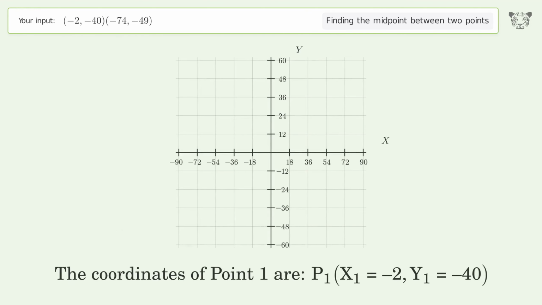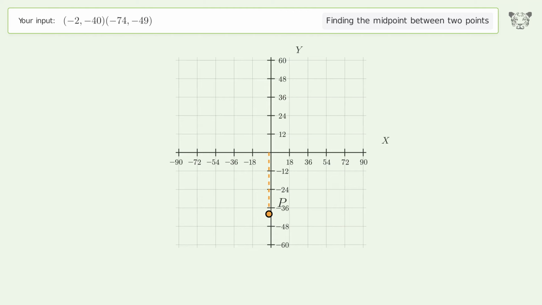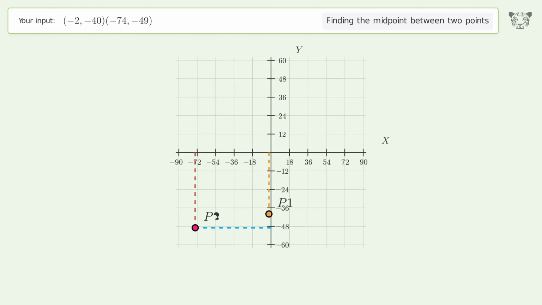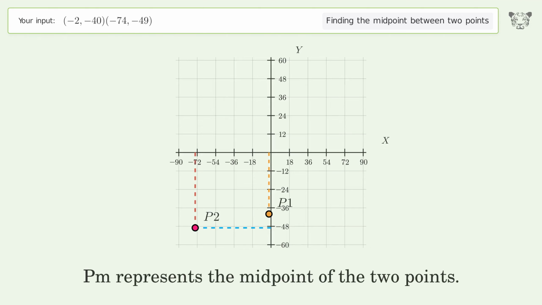The coordinates of point 1 are x1 equals -2, y1 equals -40. The coordinates of point 2 are x2 equals -74, y2 equals -49. PM represents the midpoint of the 2 points.